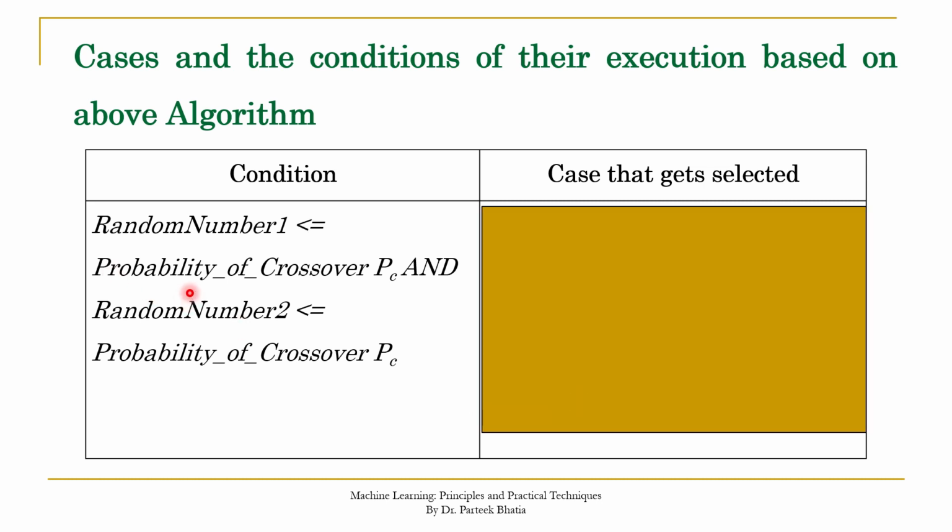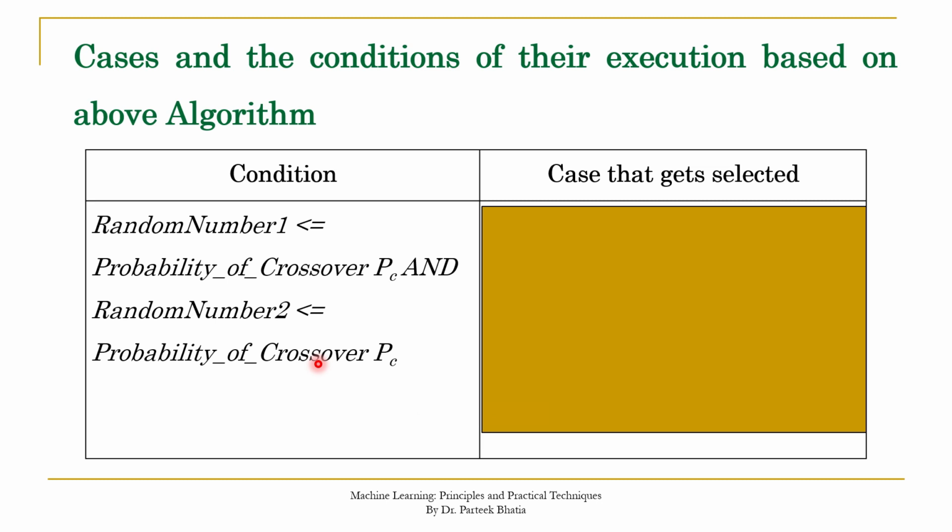Let us consider another case. Here probability of crossover is more than or equal to random number 1, while probability of crossover is more than or equal to random number 2. So what will be the output in this case? I hope that you can answer it correctly.